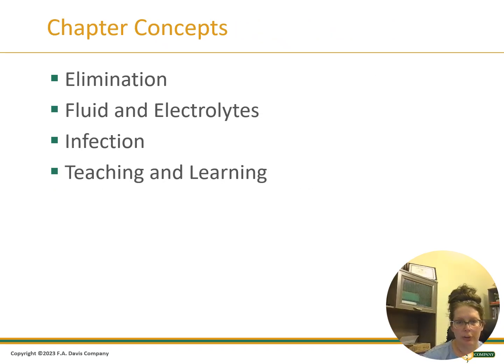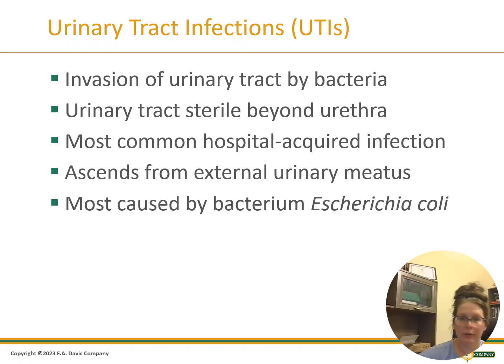Okay, now we're going to move into UTIs. We have an invasion of bacteria in our urinary tract. The urinary tract normally is sterile beyond the urethra, but bacteria can ascend from the external urinary meatus into the bladder. So it's going to be an ascending infection, so going up.